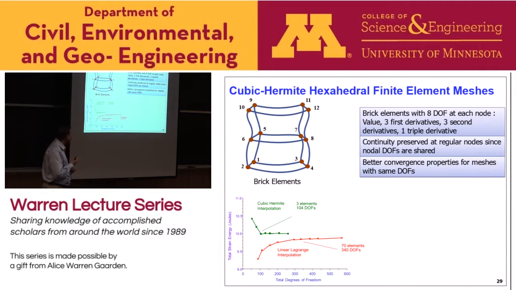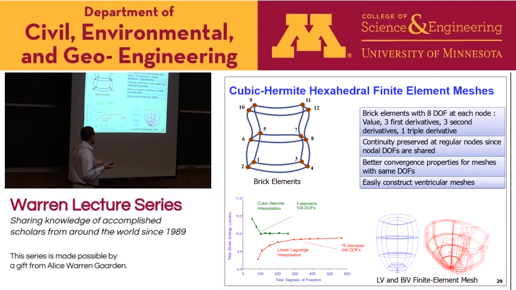The other advantage of hexahedral finite element methods is that they have much faster convergence compared to linear element methods. In this example you see, the hexahedral cubic Hermite converged within 100 degrees of freedom, whereas the linear one takes about 300 degrees of freedom to converge to the same level.